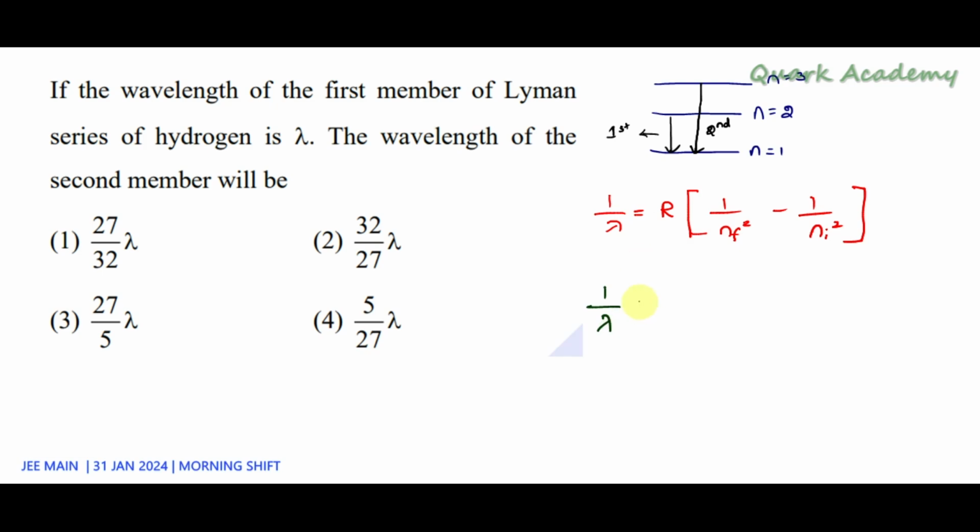Fine. So let's find the expression for lambda first. 1 by lambda equals R into, this is for the first member, final for the Lyman series is always 1, and initial for the first member starts from n equal to 2, so it's 2 squared. If you take the LCM and subtract, you will get 3R by 4. So from this, I can write R equal to 4 by 3 lambda. Let it be as it is.